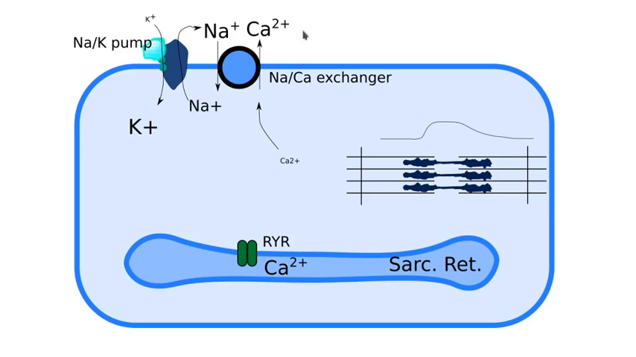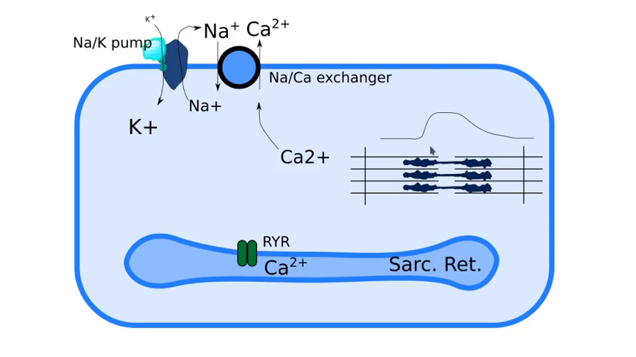We now have a reduced driving force on the sodium. So that means there's less of a force turning this sodium-calcium exchanger over, which results in a rise in intracellular calcium. That will affect the actin-myosin interaction, with the result that the force of the twitch contraction increases.